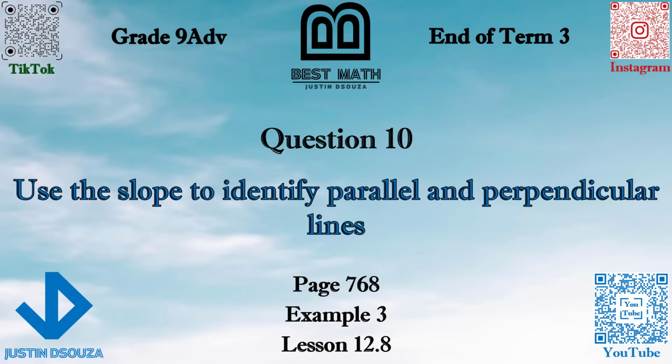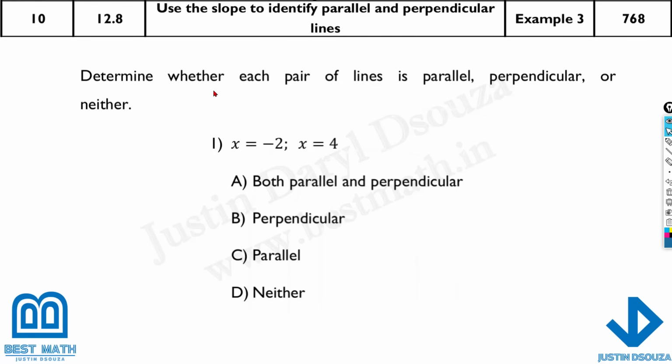In this question, we will use the slope to identify whether the lines are parallel or perpendicular. You can see here we need to determine whether these two lines, x is equal to -2 and x is equal to positive 4, are parallel, perpendicular, or neither. Neither means none of them. So imagine you have a slope of 3 and a slope of 2 by 3. The slopes are not the same, they're not the negative reciprocal, so they're neither.